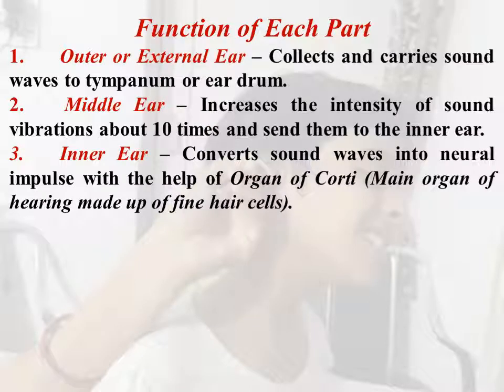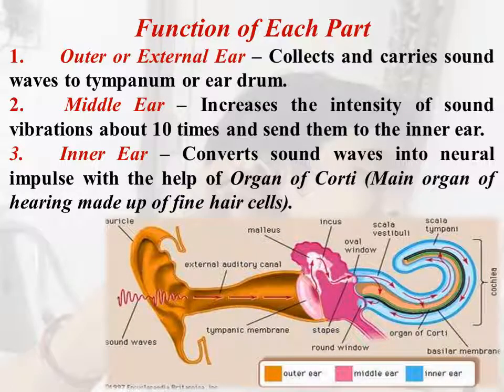Then what is the role of the inner ear? The inner ear converts sound waves, because the inner ear has auditory receptors. It converts sound waves into neural impulses with the help of the organ of Corti, the main organ of hearing, made up of fine hair cells, and then forwards the neural impulses to the auditory nerve. The main function of the inner ear is just to convert the physical stimuli, sound waves, into neural impulses. So this is your inner ear.